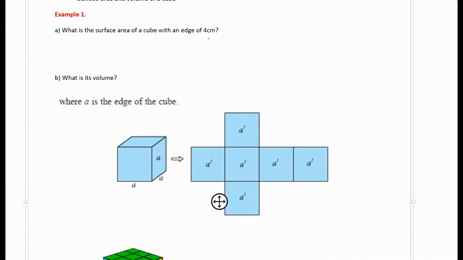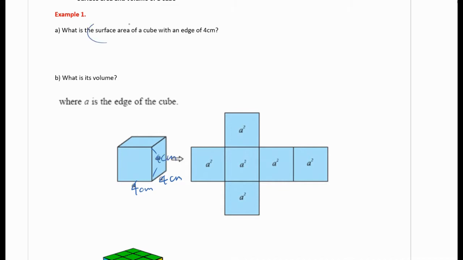So what is a cube, everyone? Cube looks like, here's a diagram. Cube looks like this, and it says the edge of 4 centimeters. So the cube has 4 centimeters. Each side, each edge has 4 centimeters.